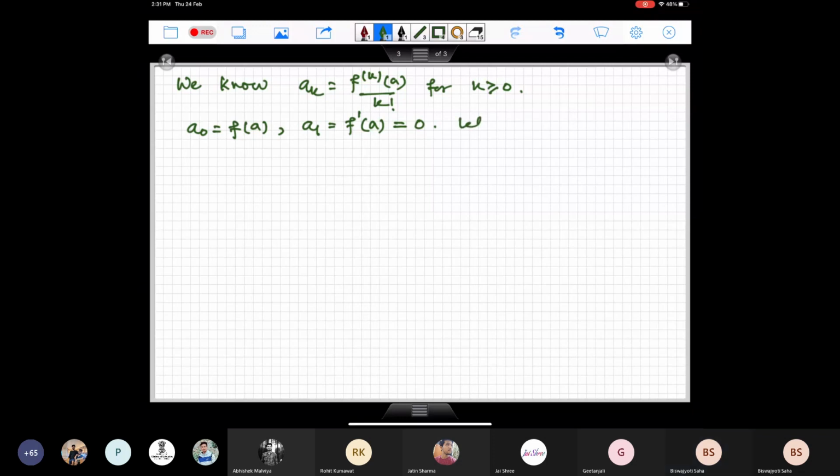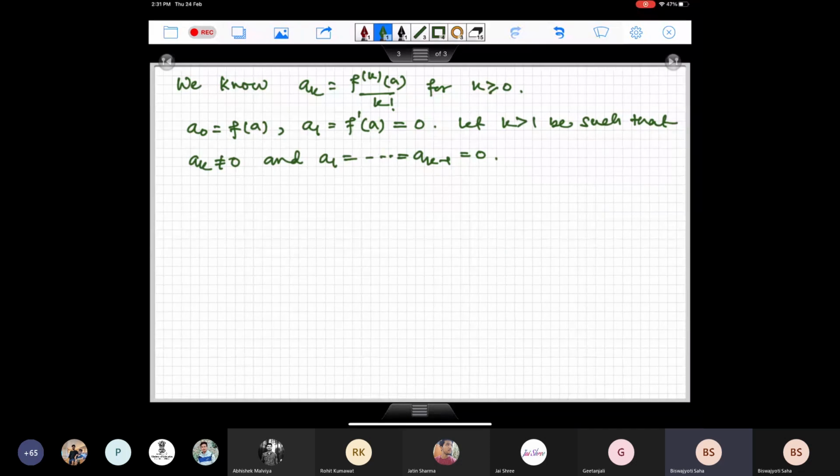Okay, so let k be strictly bigger than 1 such that ak is not equal to 0 and a1 and so on and so forth up to a k minus 1 are equal to 0. Okay, so for example, if your a2 is not equal to 0, then your k is just 2. Okay, but if your a1, a2 both are equal to 0 but a3 is not equal to 0, then your k is 3. Okay, so after a1 you go and look for the first k where you get a non-zero coefficient.